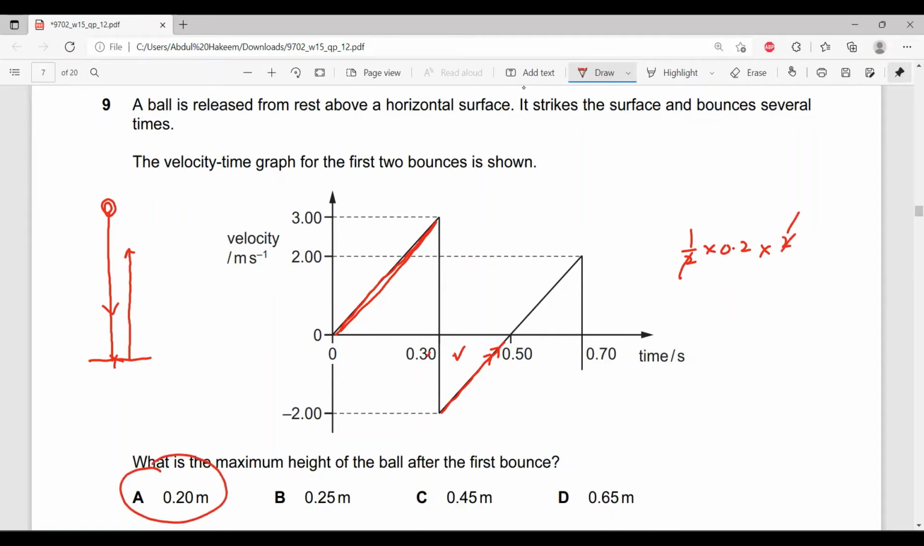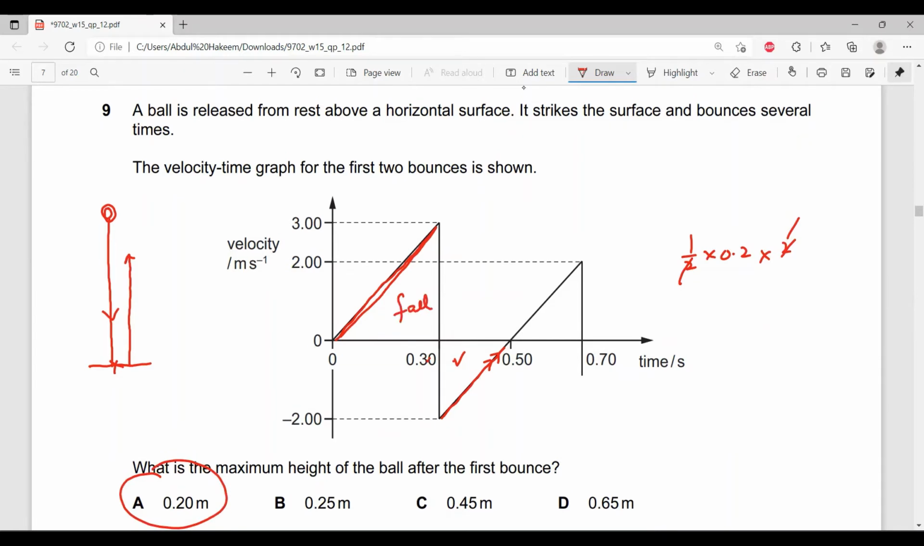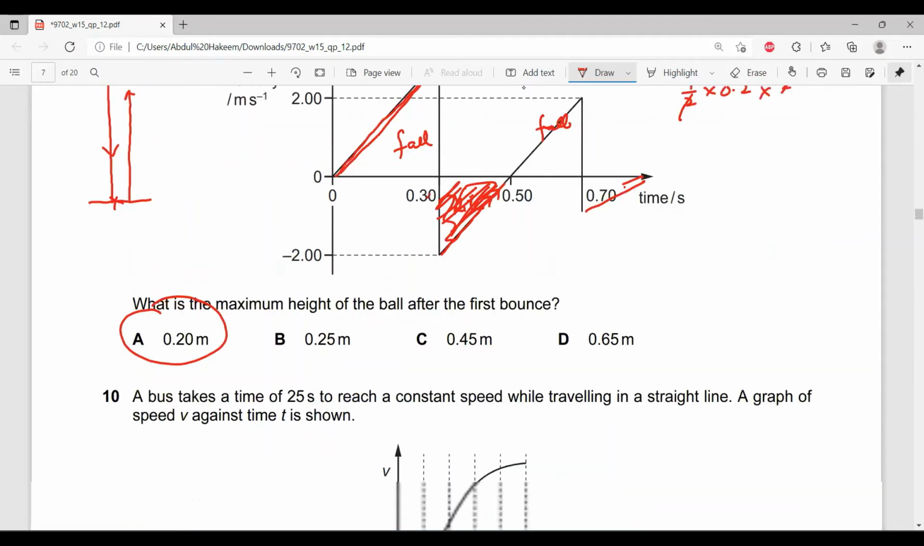So this is fall, and this is rise the first time. Then this is the fall the next time, and here will be the rise the next time. So you have to actually calculate the area under this portion of the graph for the first bounce.